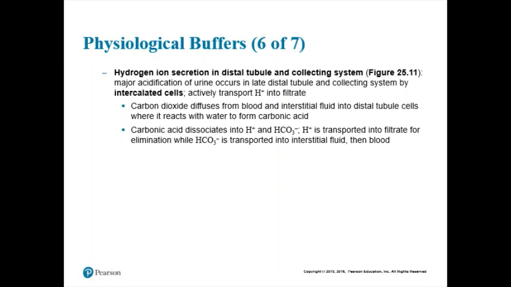We call these cells intercalated cells, like intercalated discs. These cells are primarily responsible for acidifying the urine, transporting that positively charged hydrogen ion into that filtrate that will become the urine. And how? It's just by binding itself to carbon dioxide, like we mentioned before. Carbon dioxide will diffuse from your blood into the interstitial fluid around those intercalated cells. And when it's there, it will react with any water to form carbonic acid.